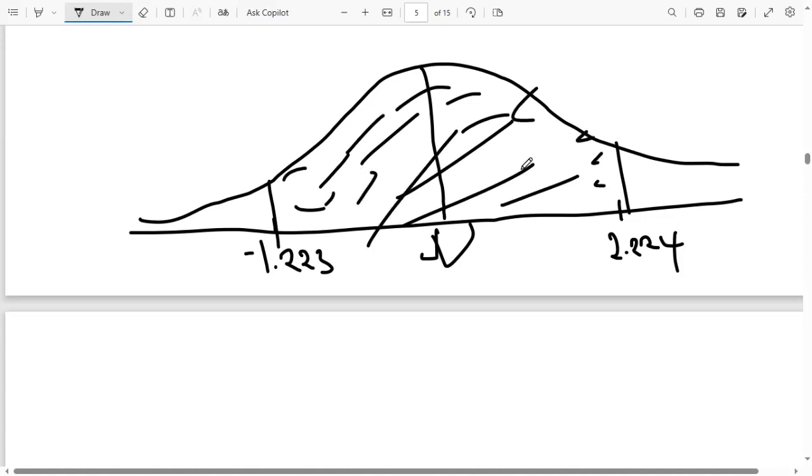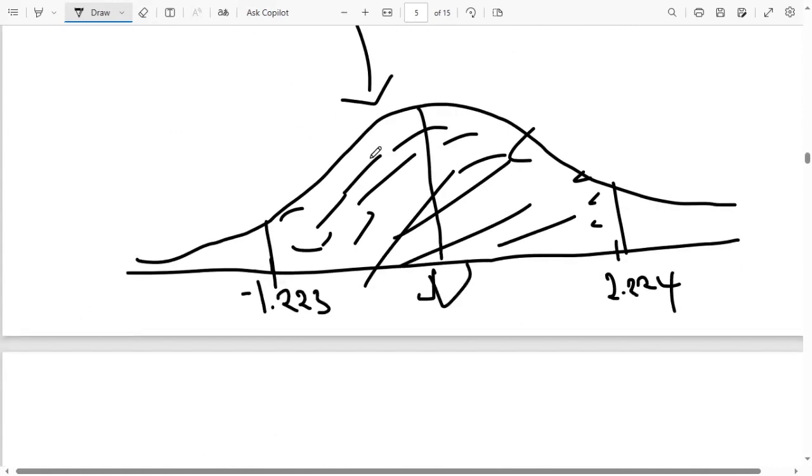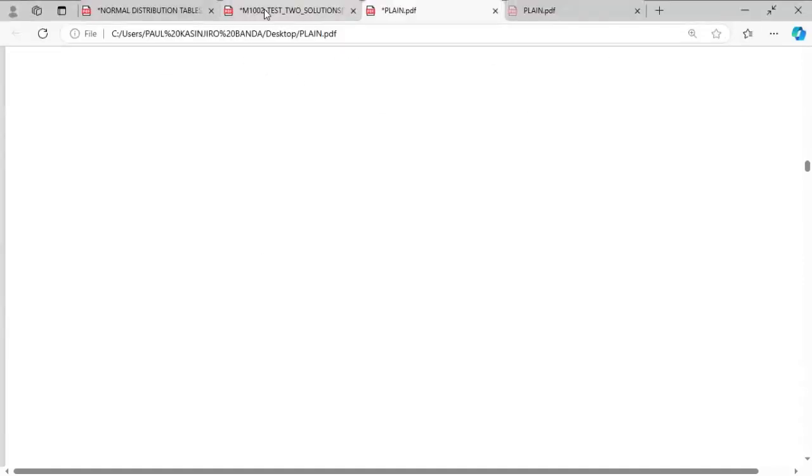Okay, so we found it here to be this, and this value here is being represented on the diagram as this. Okay, so we are done with that, and then let's look at the other question.